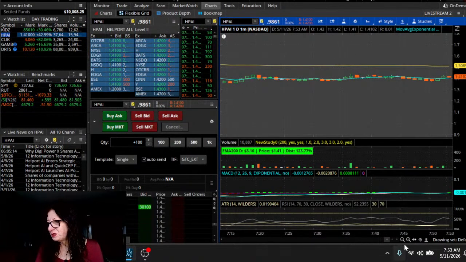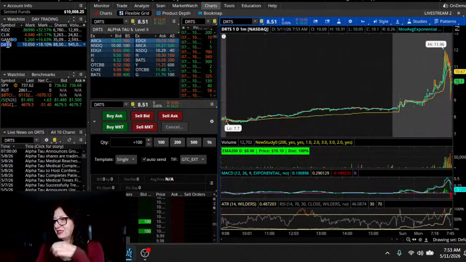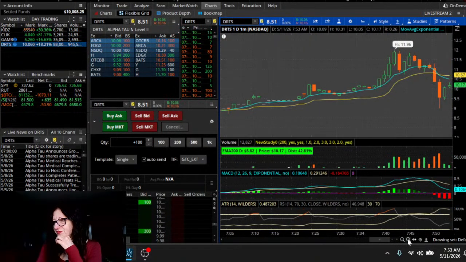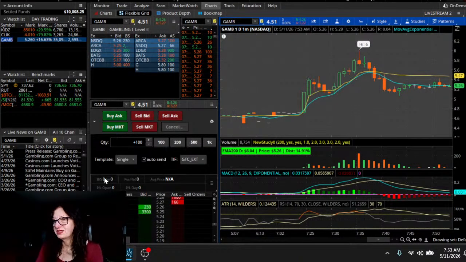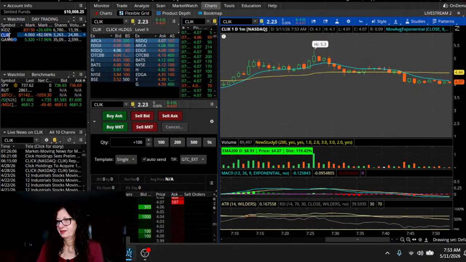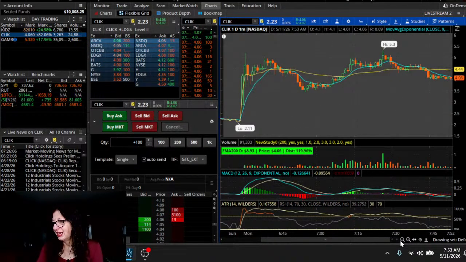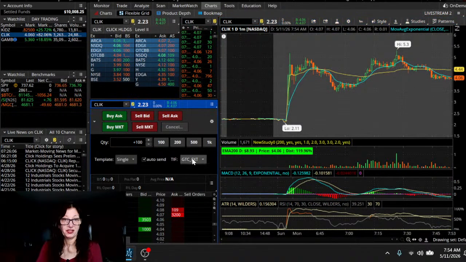HPAI. I really thought HPAI might do something, but clearly the shorts are in control there. Let's see. DRTS. I'll take that off my list. GAMB. I don't know, I feel like this could pop back up, but let's see. Honestly, the one that I feel like has the most potential is CLIK, but it's not doing anything right now.